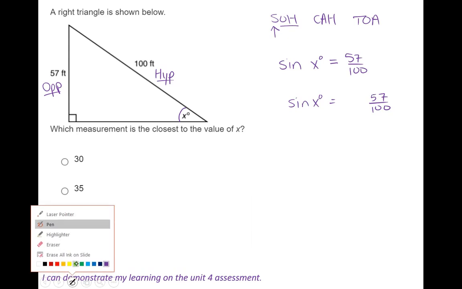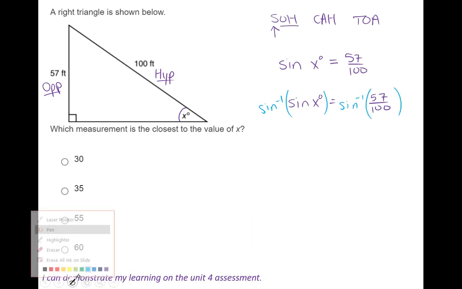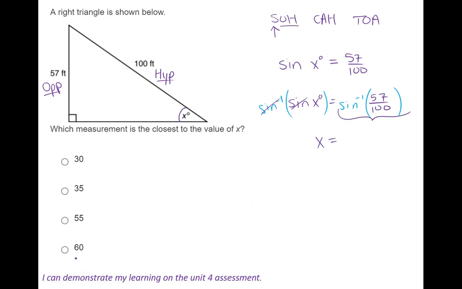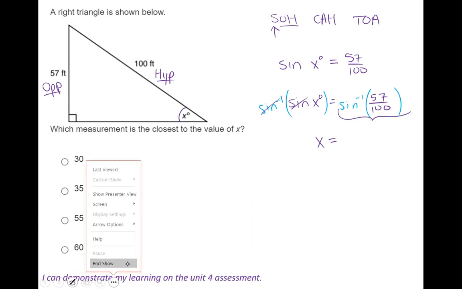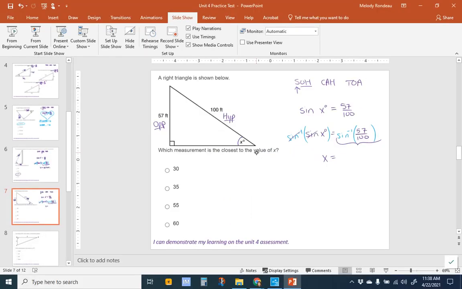I'm going to grab blue again, and I'm going to take the sine inverse of both sides. I do that to both sides. Then my sine inverse and my sine cancel, and I have x. On this side, this is what's going to go into my Desmos: sine inverse 57 over 100.